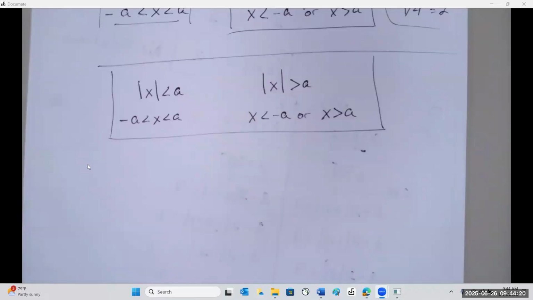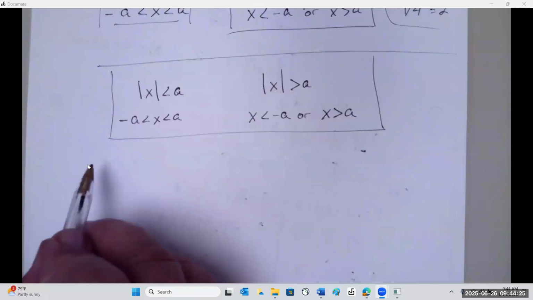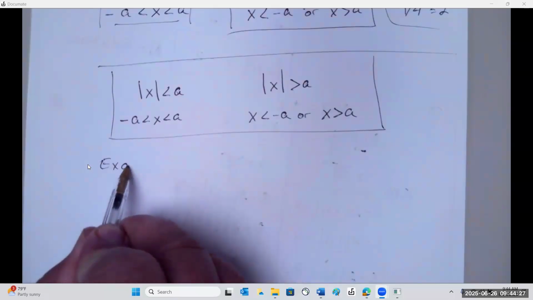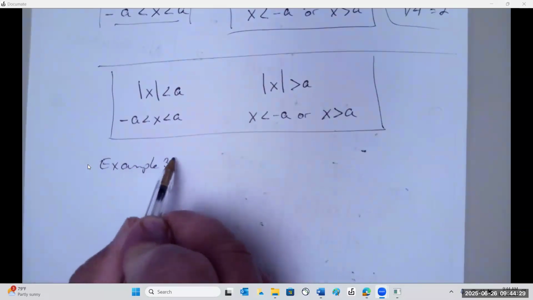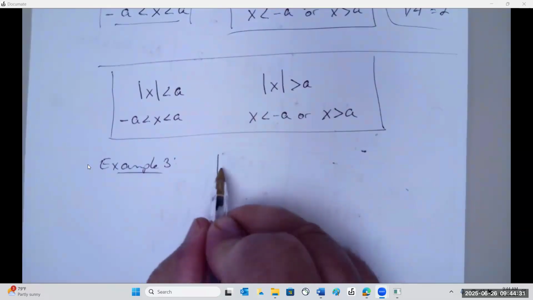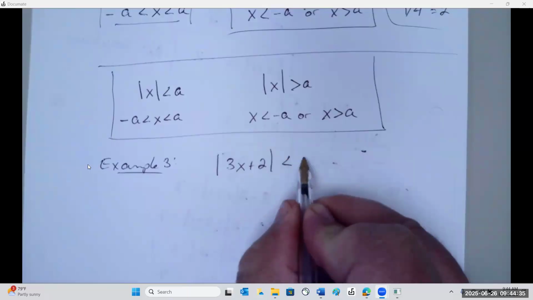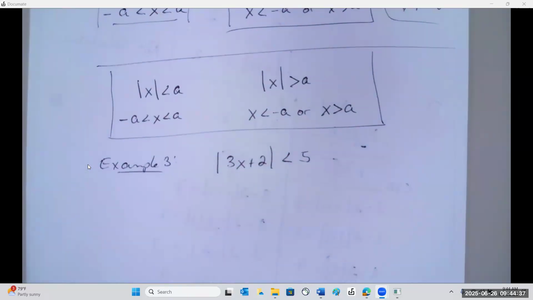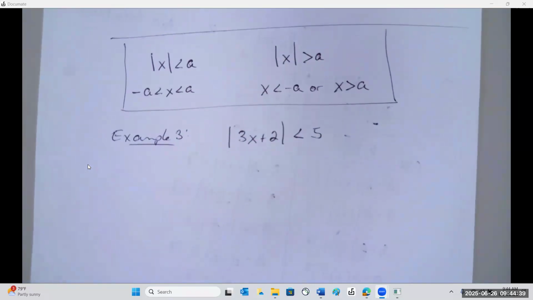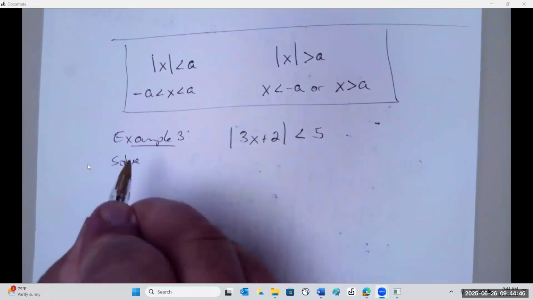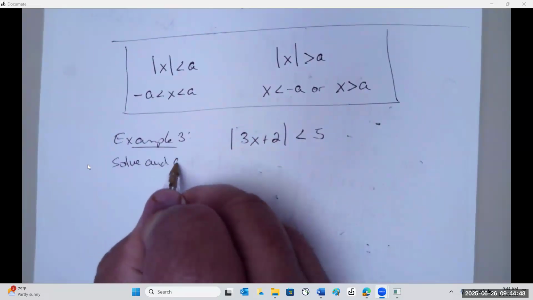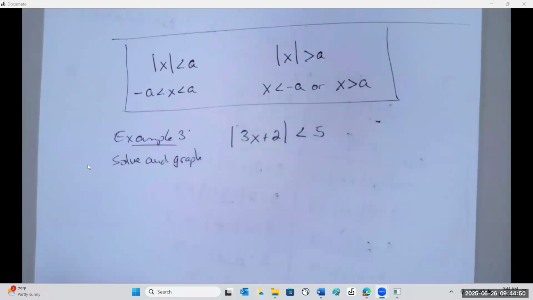So let's look at an example here. Absolute value of 3x plus 2 is less than 5. This was asking to solve and graph that function.